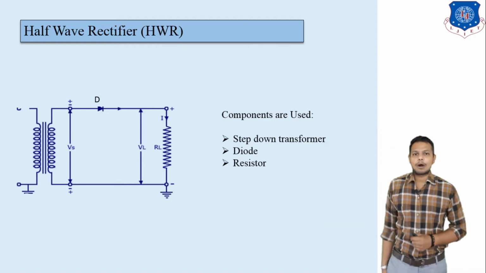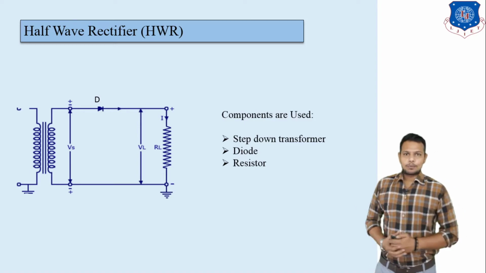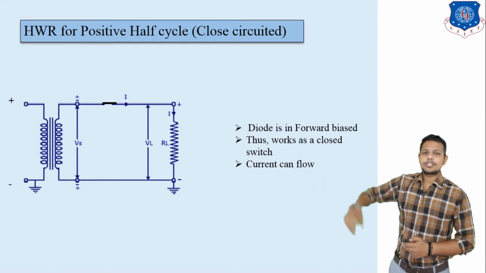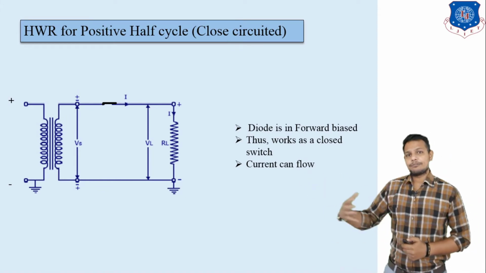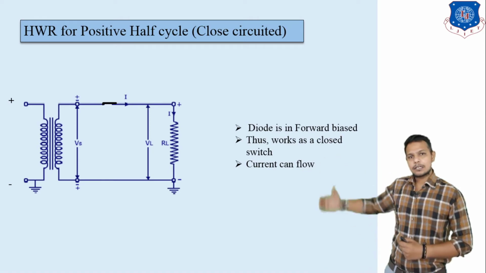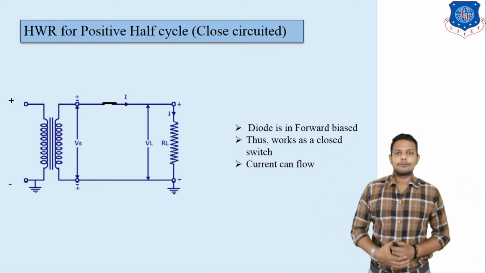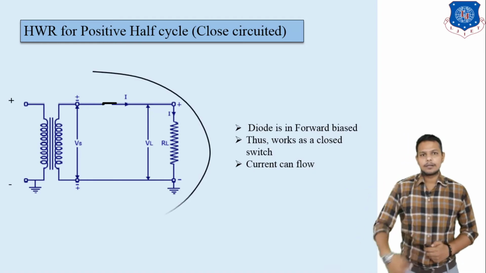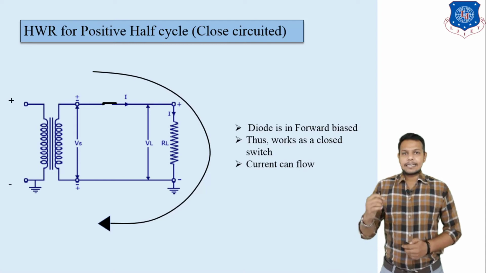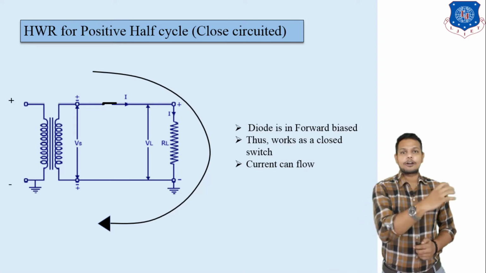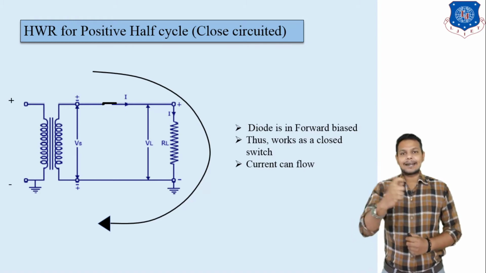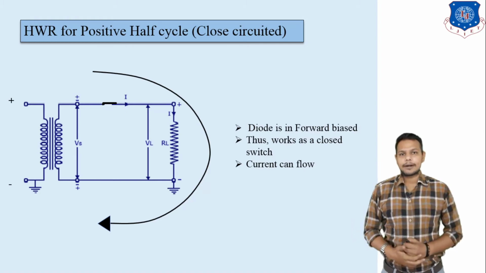Let us discuss its output and input. If we enter a positive waveform at the input side, its polarity is plus and minus. Current always flows from plus to minus in this manner. The diode is in the direction of flow of current, or we can say the diode's symbol is in the direction of flow of current.